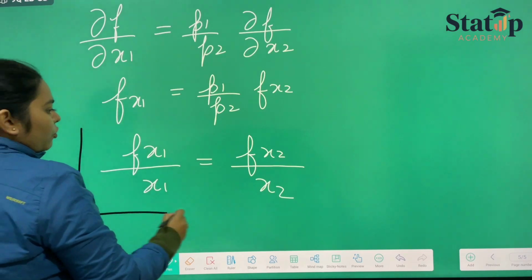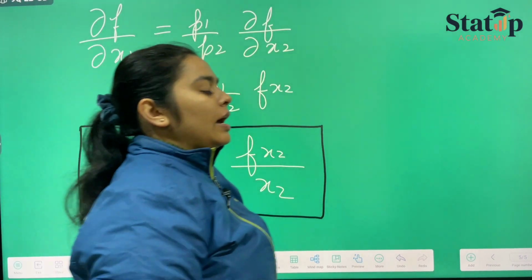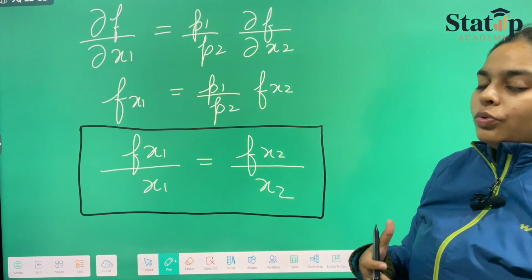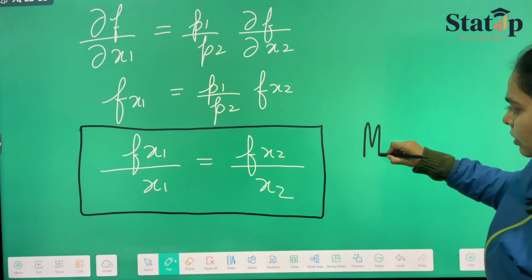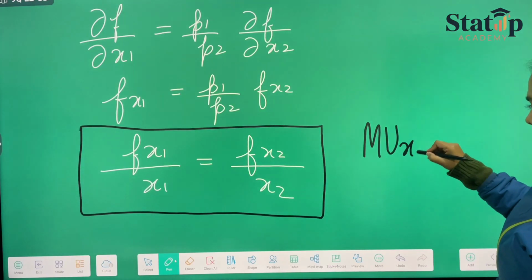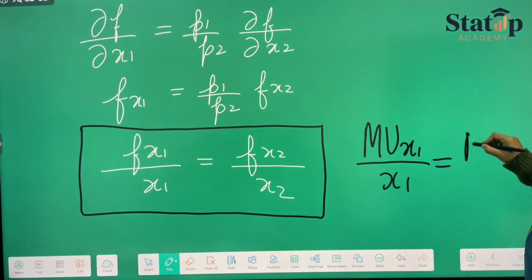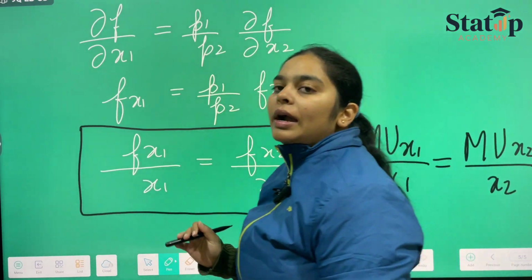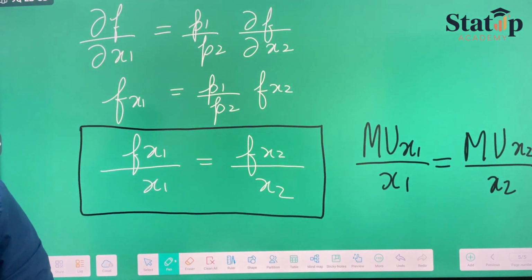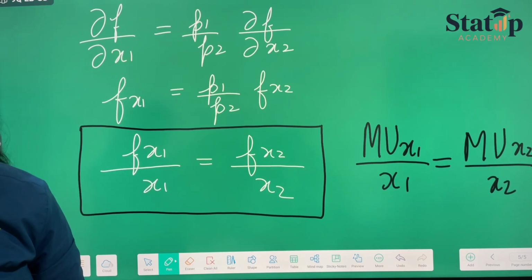This becomes one more equation, which forms our necessary condition, which states that the marginal utility function fx1, that is the marginal utility function of x1 with respect to x1, should be equal to the marginal utility function of x2 with respect to x2. This is our necessary condition for maximization of a utility function.